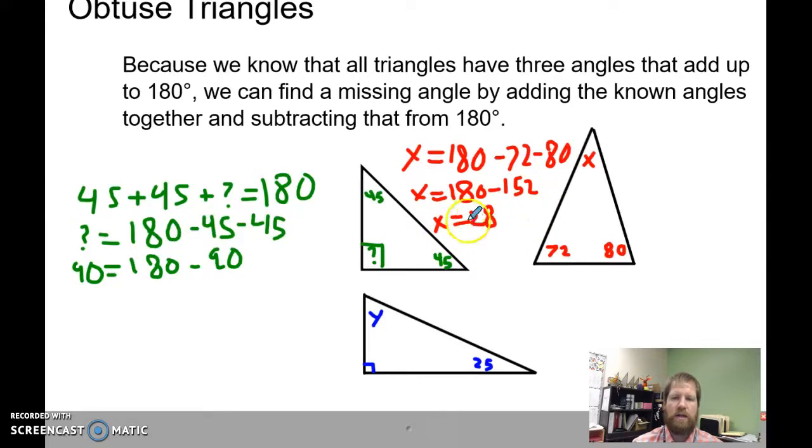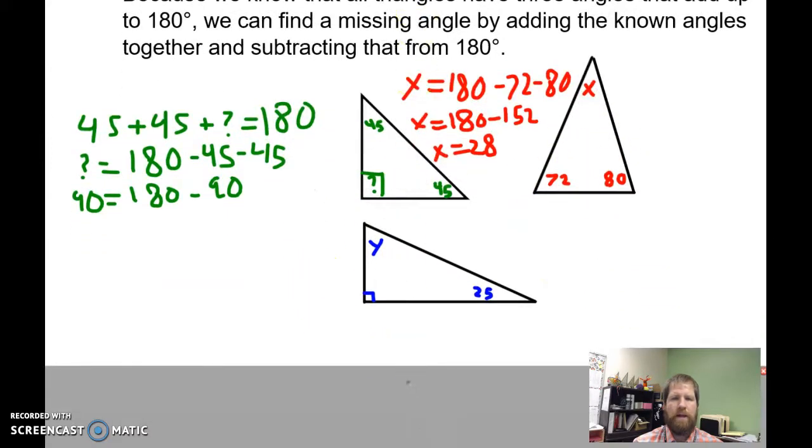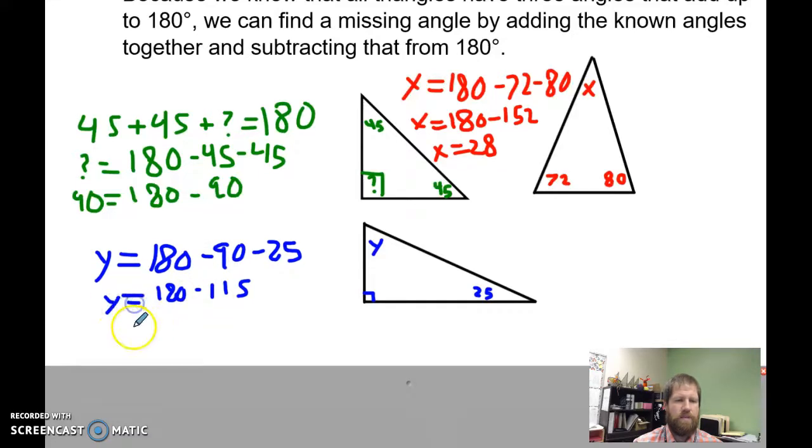And then you can always check your answer to make sure. 28 plus 80 is 108. And then 108 plus 72 is 180. So those angles all work. All right, last one we're going to do, we have y equals 180 degrees minus 90 minus 25. That's going to be 115. 180 minus 115 is going to be equal to y equals 65 degrees.